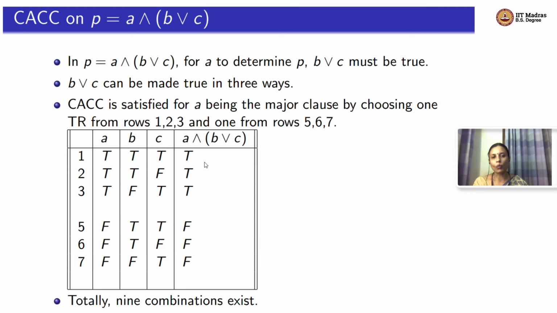So one of rows 1, 2 and 3 and one of rows 5, 6 and 7 as a test requirement will ensure that clause A as the major clause will take true ones and false ones, and because B or C will evaluate to true, A as the major clause will determine the predicate. Is this clear? So this is what we mean by test requirement for correlated active clause coverage.